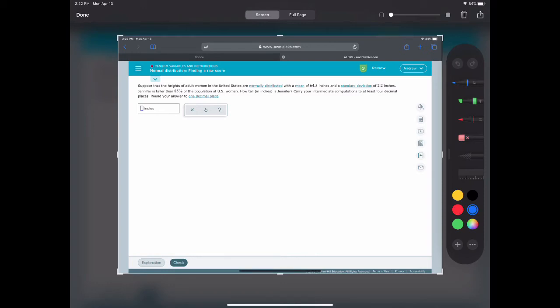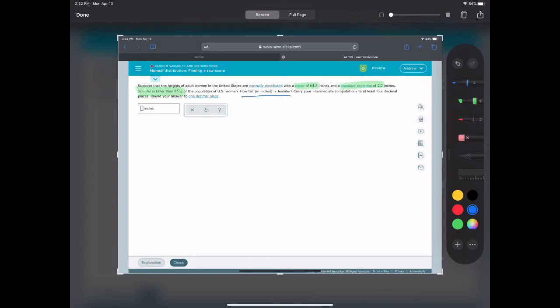Here we have the normal distribution, finding a raw score. Suppose that the heights of adult women in the United States are normally distributed with a mean of 64.5 and a standard deviation of 2.2 inches. Jennifer is taller than 85% of the population of U.S. women. How tall is Jennifer?